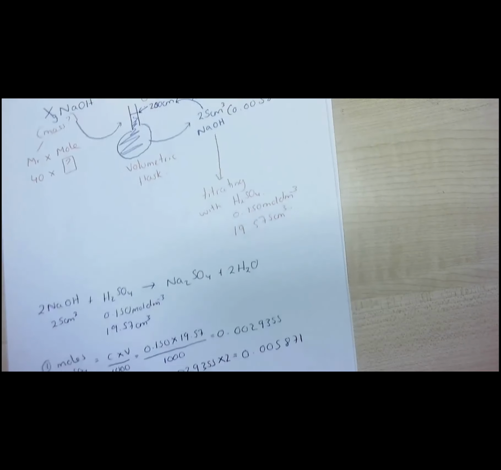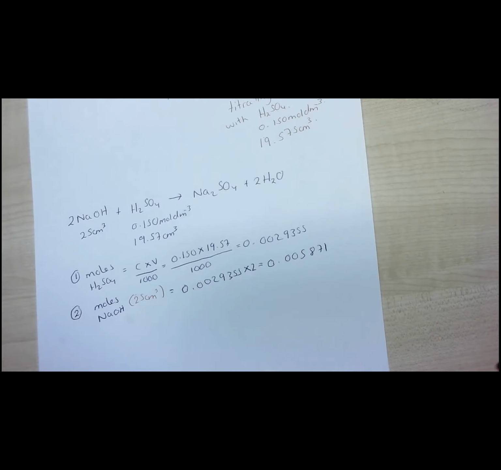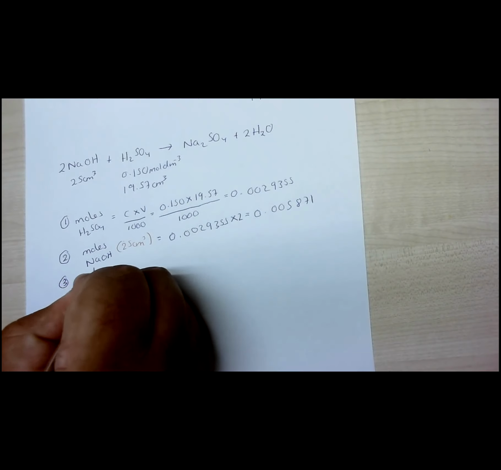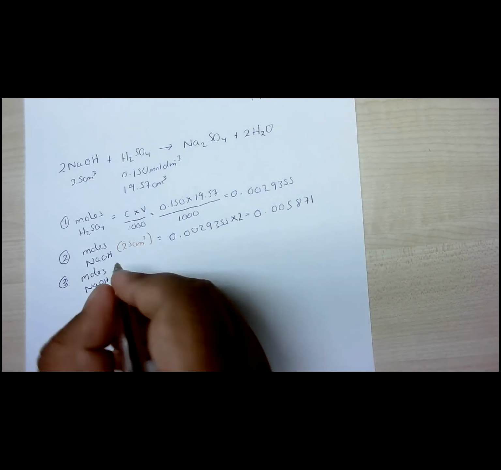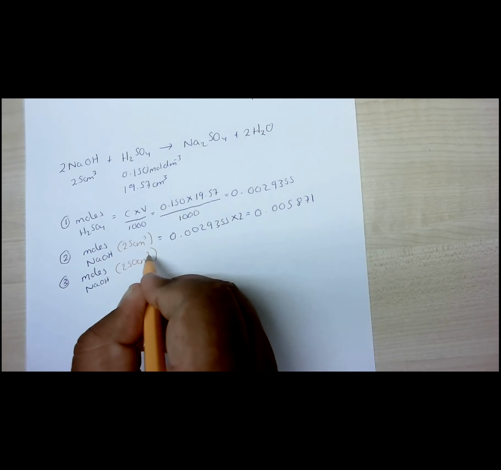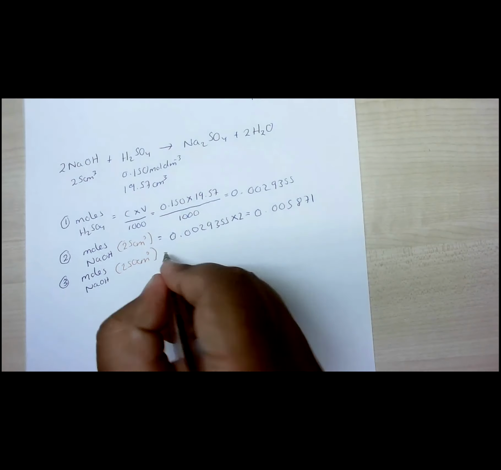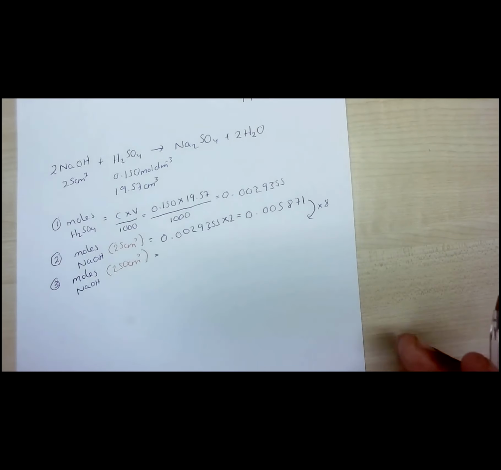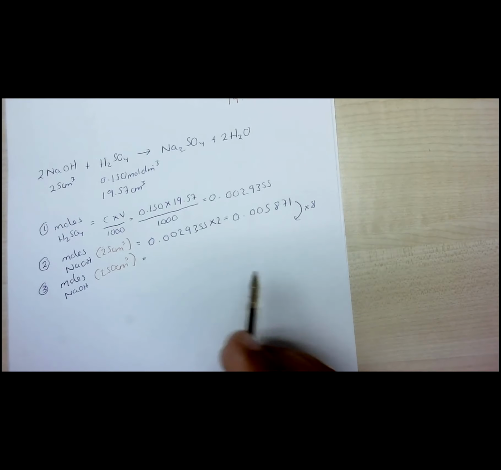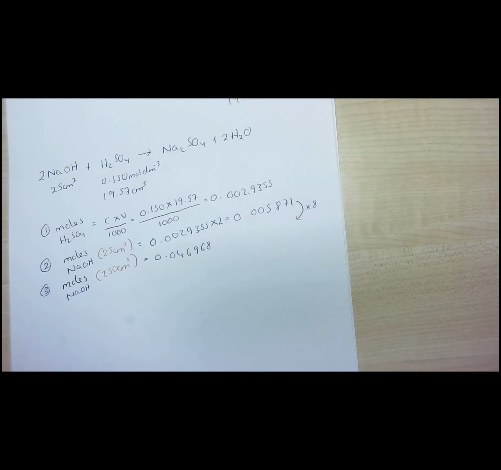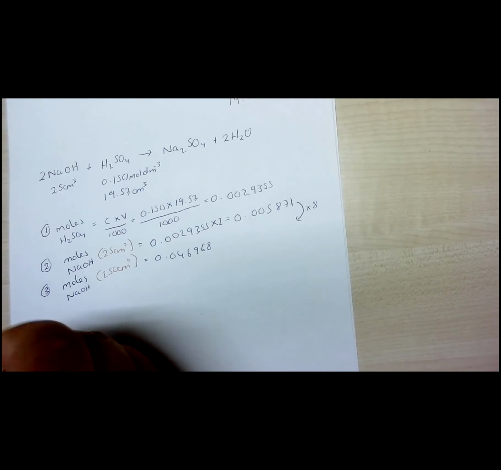Coming back down here, we now know that the moles of sodium hydroxide in 250 centimeters cubed is now multiplied by 8. If I multiply that by 8, I get the value we worked out before, 0.046968. That's the moles of sodium hydroxide in 200. Now let's just complete the question.